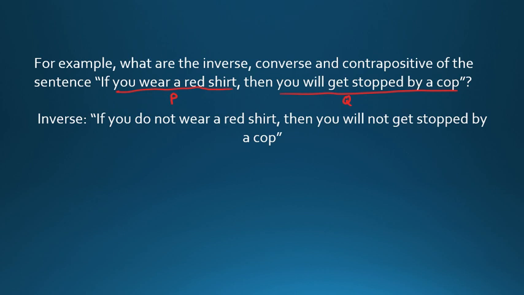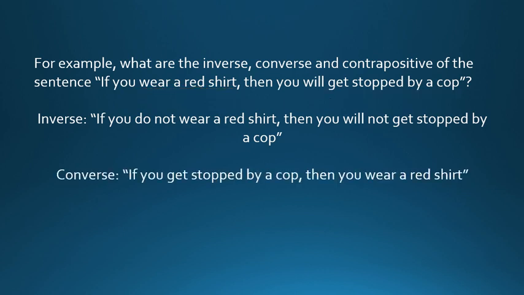So the inverse, we take the negative of P, we take the negative of Q, and we do that conditional. So it would become, if you do not wear a red shirt, then you will not get stopped by a cop. Not P, not Q, conditional in the same order. The converse, we're just switching the places of Q and P. So this guy comes first, this guy then comes second. So the converse would be, if you get stopped by a cop, then you wear a red shirt.